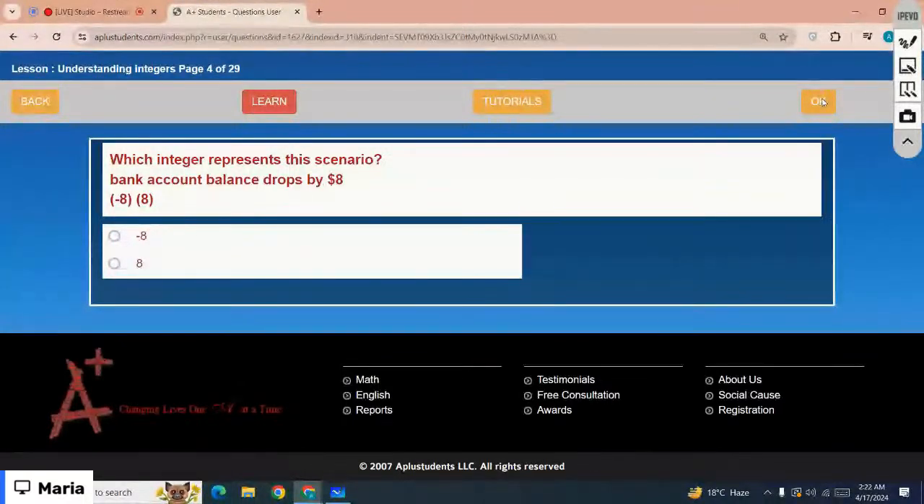Which integer represents the scenario? Bank account balance drops by $8. So which is the correct option? Reductions are always represented by negative numbers. So that would be a negative number, negative 8 it is. The correct option is negative 8.